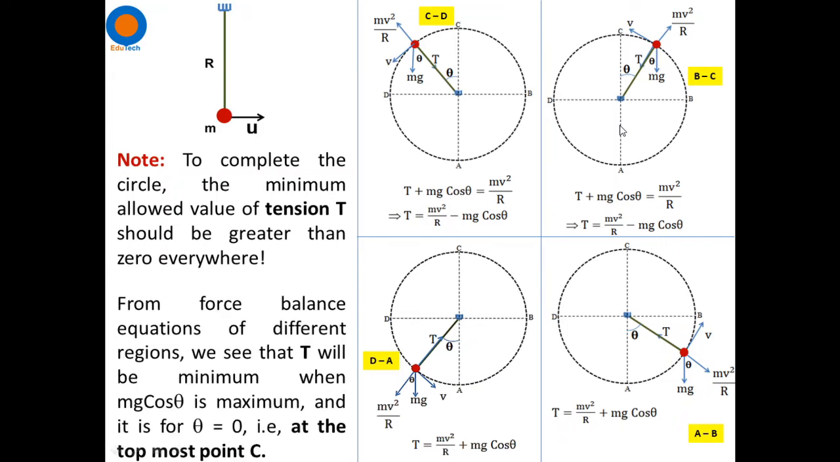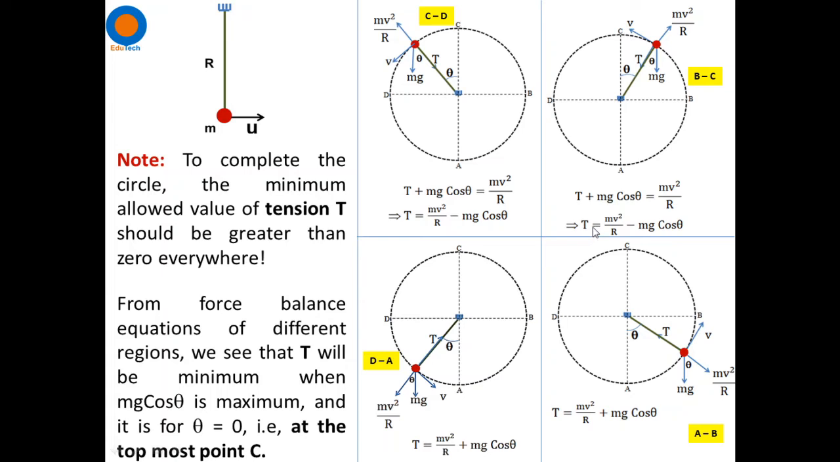You see here, when the tension will be minimum, look at the expressions: mv square by r minus mg cos theta. The tensions in these two regions, AB and DA, are positive, but in the other regions there is one negative term in the expression of tension. Due to this negative term, T will get minimized.